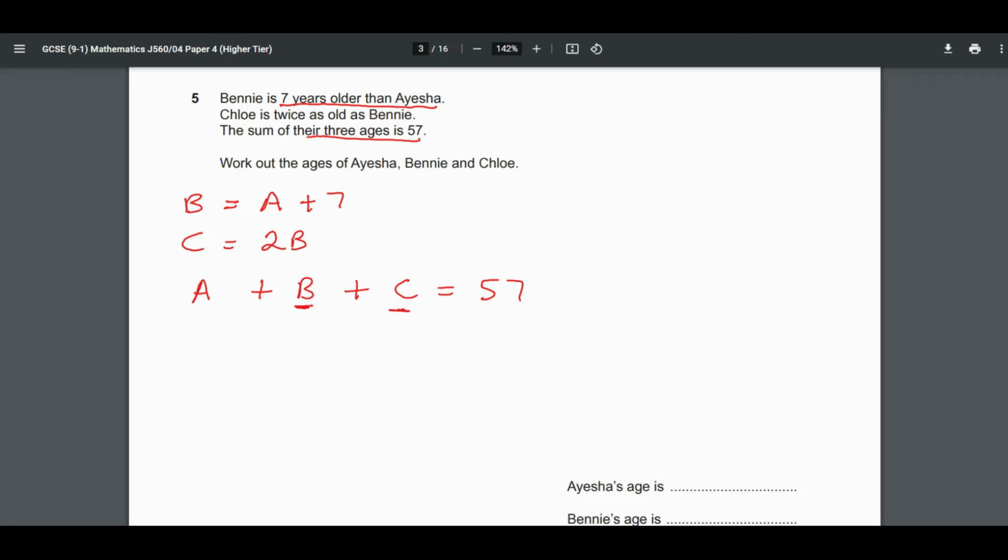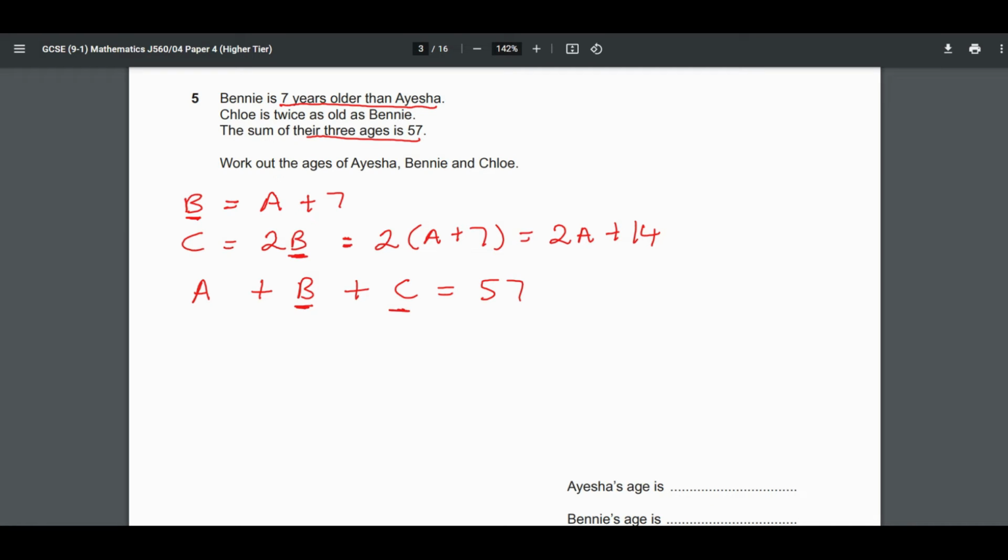So we can use that information to get Chloe in terms of A, because we know Chloe is 2 times Benny. So we can replace that as 2 times A plus 7, because we know that Benny, B, is A plus 7. So we can substitute A plus 7 in for B, right? So we expand that, we get 2A plus 14. So Chloe is the same as 2 times Aisha's age plus 14.